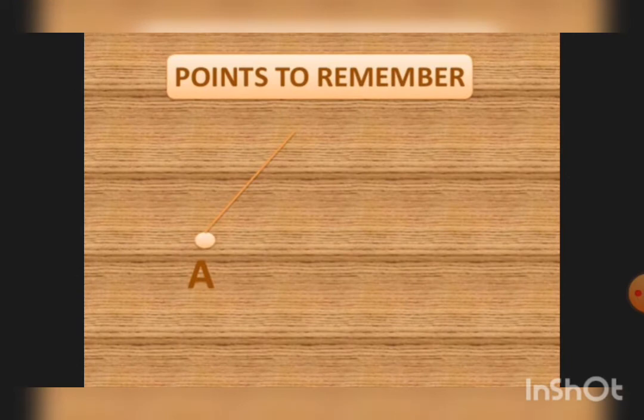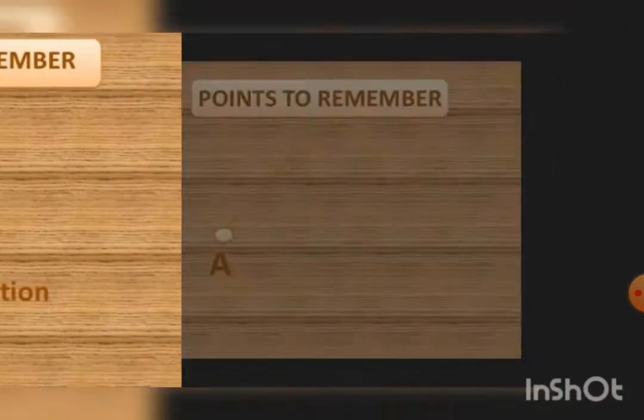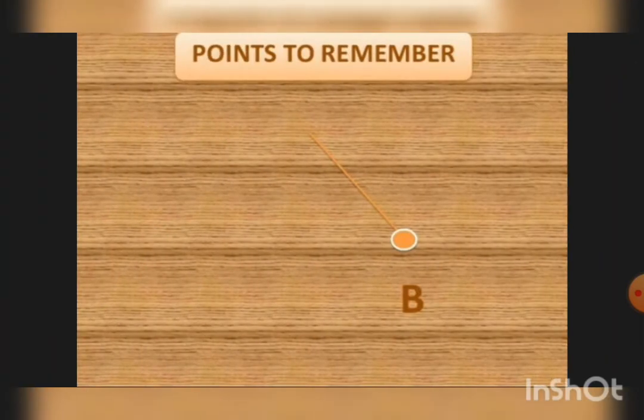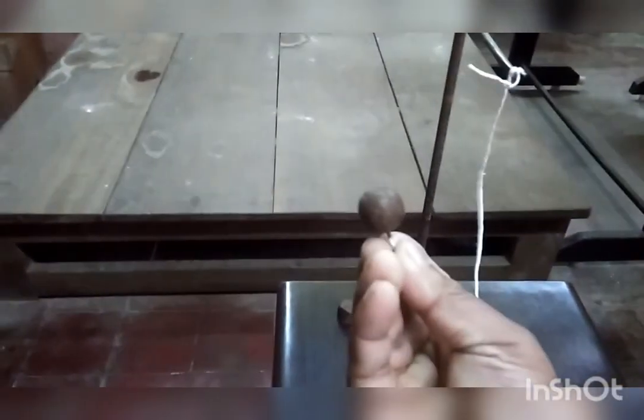I will show you one video. That is called point A. Then there is a central position. It comes to the central position again, and then it goes to the B position. This way it moves. Now what is the oscillation?